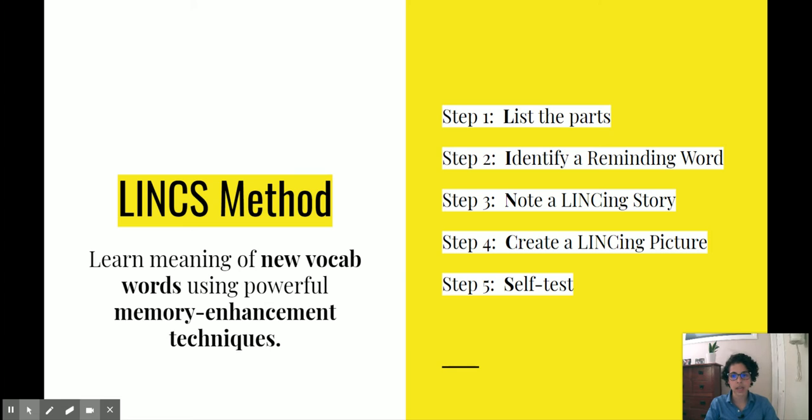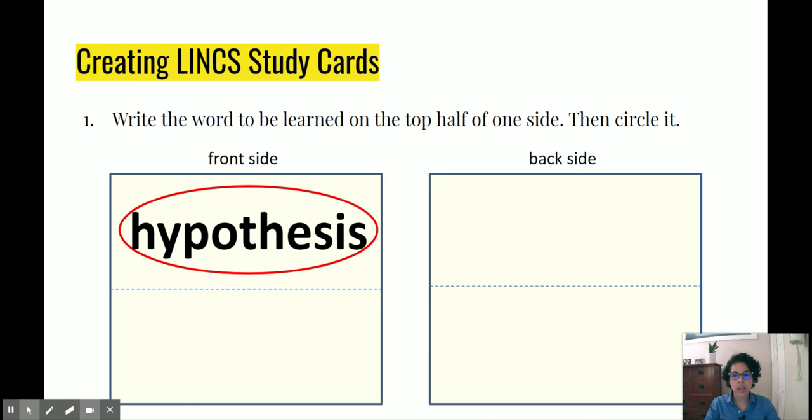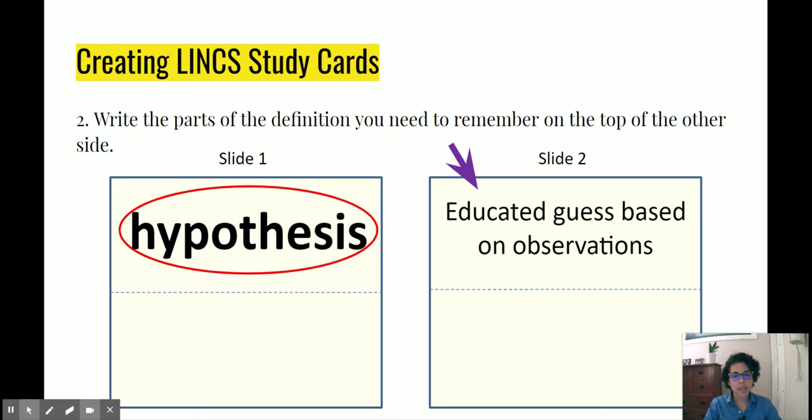Let's take a look at what it looks like in an example. It usually is used for making flashcards. In our case, we're going to make it in a slide deck. So we'll have 2 slides per vocabulary word. And when you log in, the slides will sort of be arranged like this. The first thing that you'll see is that your slide will have the new vocabulary term on the first side. In this case, the example we're going to look at is hypothesis. If you did not already know, a hypothesis is an educated guess based on observations. So on the opposite side, just like in regular flashcards, you're going to have the actual definition that we'll want you to know.